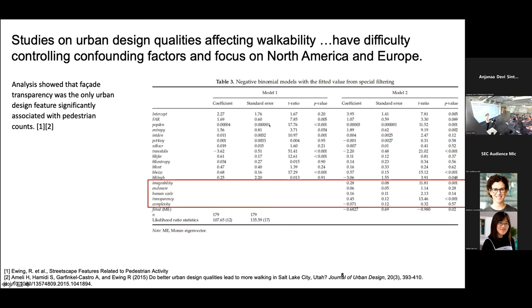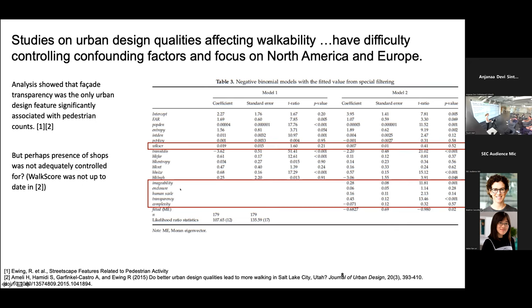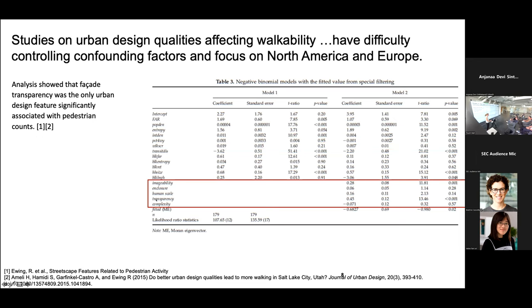And this analysis basically showed that of the five different urban design variables that they had come up with, only transparency, which is the second last one, was significantly associated with the pedestrian counts. And the problem with transparency is that it can be quite closely associated with the presence of shops, because usually if you have that transparent facade, then there's also some kind of shop there. So it's kind of hard to tell the difference between those two things.